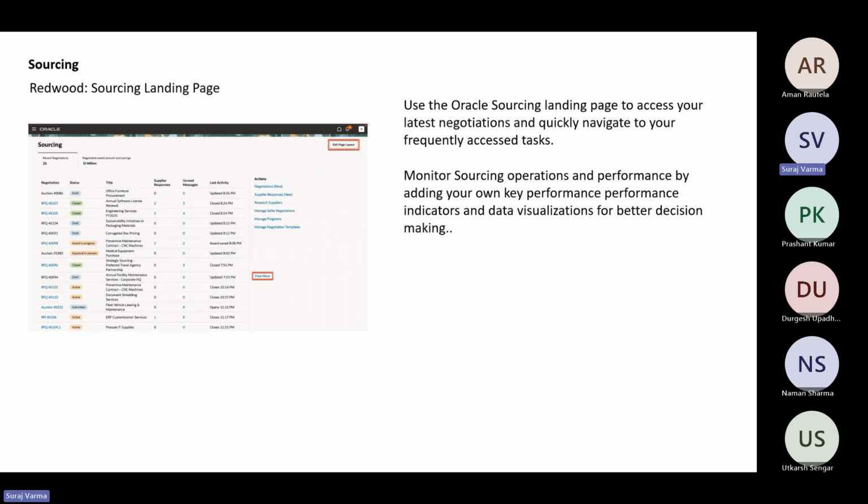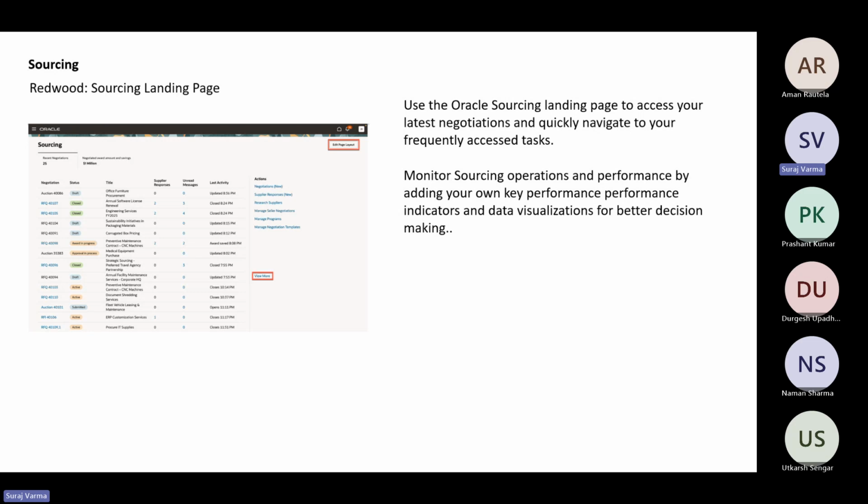Then on sourcing, we have the sourcing landing page. When you go to the sourcing page, similar to our responsive self-service procurement, once you enable Redwood, you have Sourcing with a "New" in brackets, which supports the Redwood functionality. When you click on that, it welcomes you to this landing page.